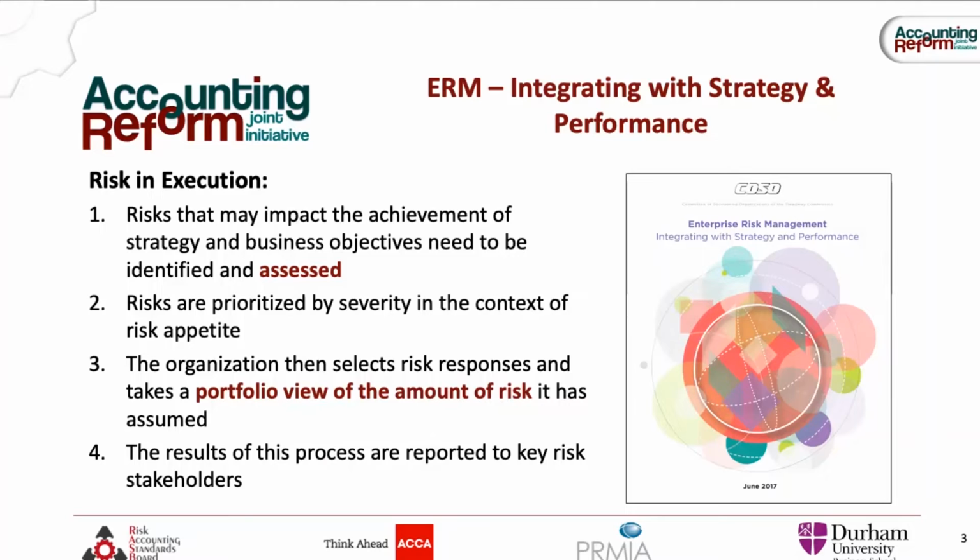But isn't there a paradox here? In the third bullet, it talks about taking a portfolio view of the amount of risk, which implies quantification or valuation, whereas in the first bullet, it talks about risks being assessed. Amount implies quantification or valuation, whereas assessed implies the application of an appraisal technique that reports outcomes using a non-additive assessment metric, such as red, amber, green, high, medium, low, on a scale of 1 to 10, and so forth.